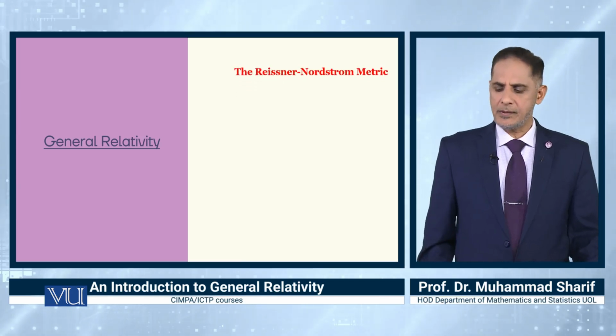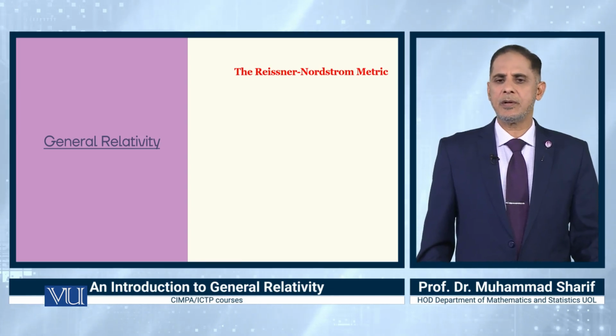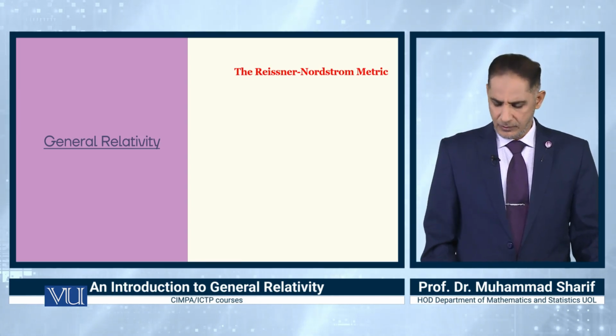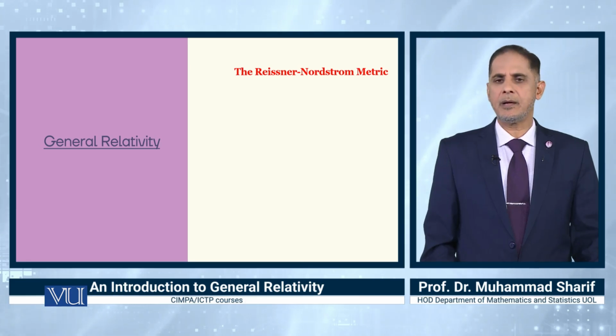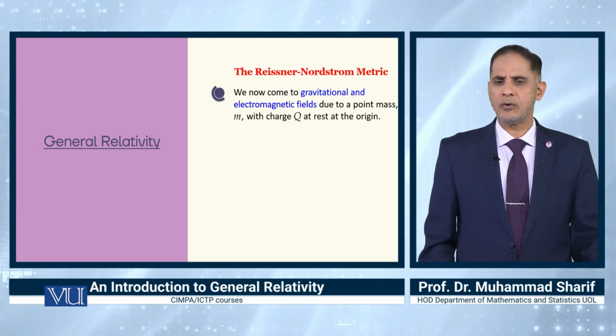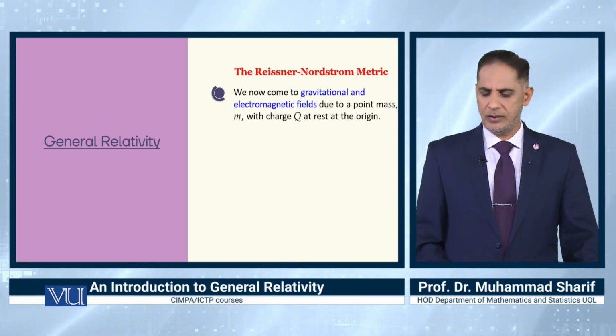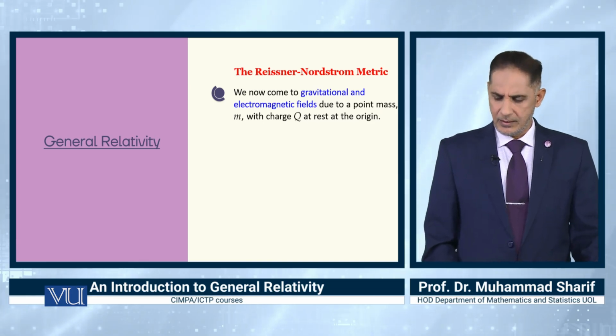Next is the Reissner-Nordström solution. This is in fact the charged version of the Schwarzschild solution. Reissner and Nordström together found a solution. I am not going into the details of this solution. We are just writing down the solution and describing it.